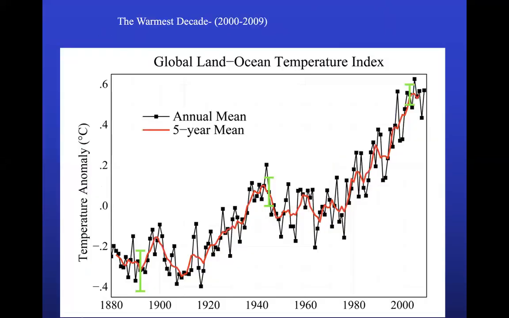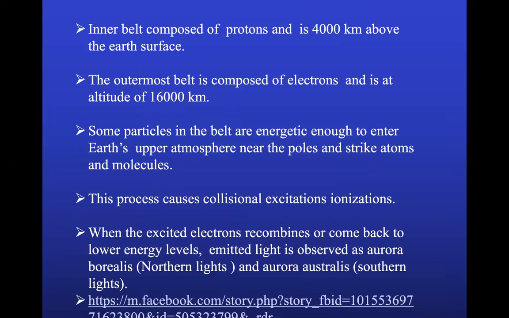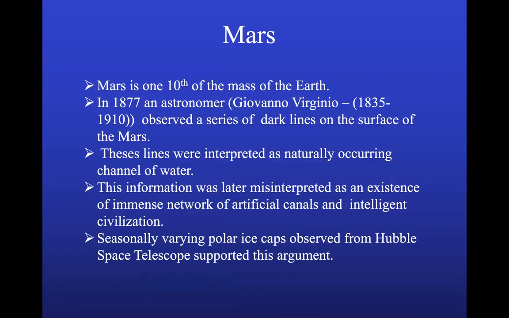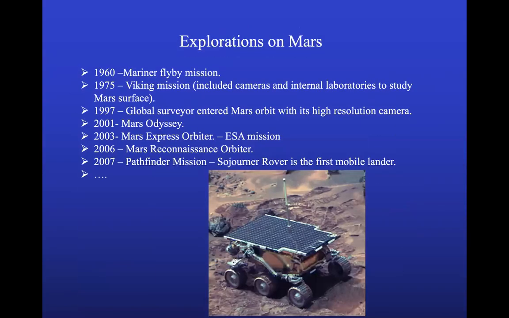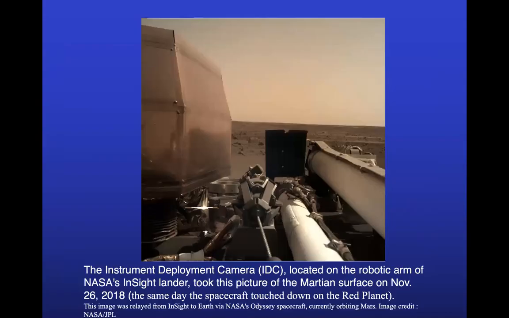Then we talked about different properties of our own Earth and the structure of the Earth. And then we talked about these Van Allen belts. Under that, I also talked about how the northern and southern lights, or auroras, occur due to charged particles interacting with our magnetic field, and these charged particles come from the solar winds created by the sun. Then we have some details about Mars exploration.